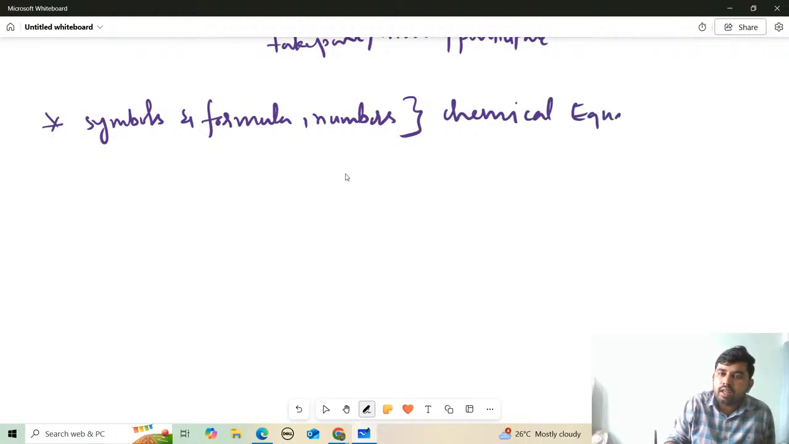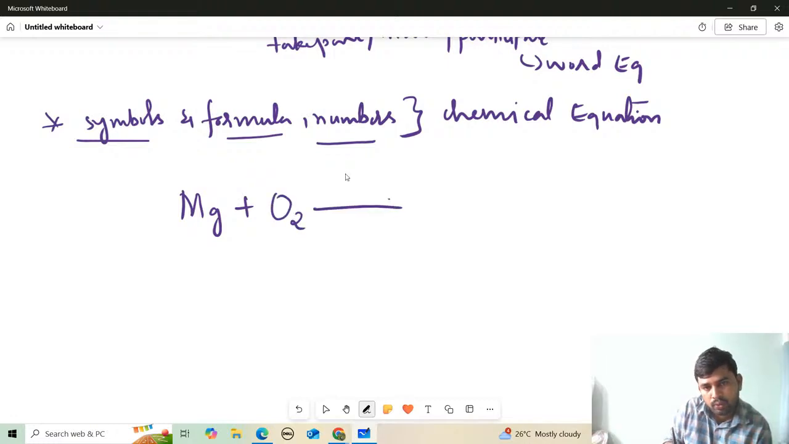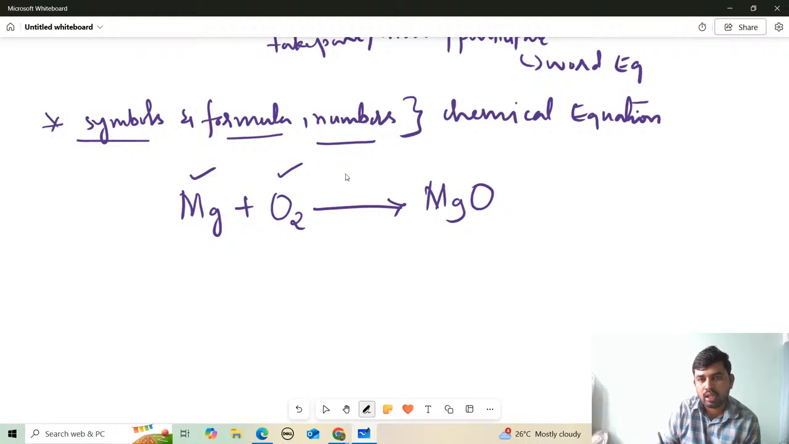If we are representing a chemical reaction in terms of words, it is called a word equation. The shorthand representation of a chemical reaction in terms of symbols and formulas is called a chemical equation. Example, we wrote above magnesium. Now I'm writing only the symbol of magnesium, Mg, plus the formula of oxygen, which we write as O2. It forms MgO. Again you see here magnesium is a reactant written on the left side, oxygen is a reactant on the left side. Magnesium oxide is a new substance, meaning a product, written on the right side of the arrow mark.